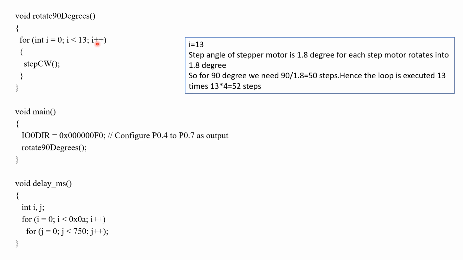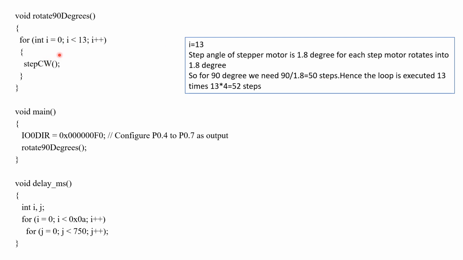If you look at the step angle of the stepper motor, the step angle of this motor is 1.8 degrees. For each step the motor can rotate 1.8 degrees. If you want to rotate the motor by 90 degrees, we need at least 50 steps, right? So 90 divided by 1.8 will give 50 steps.